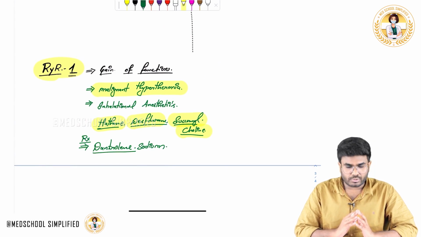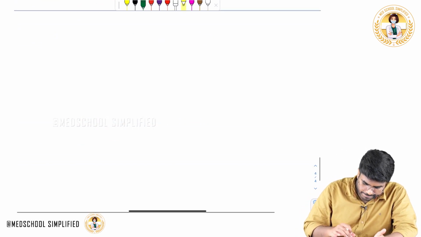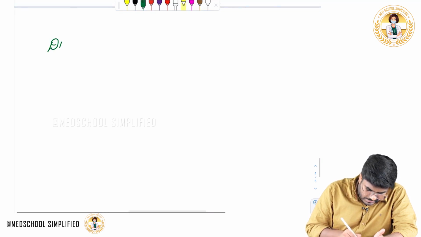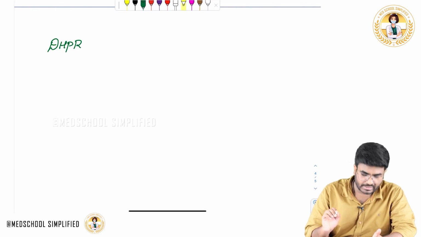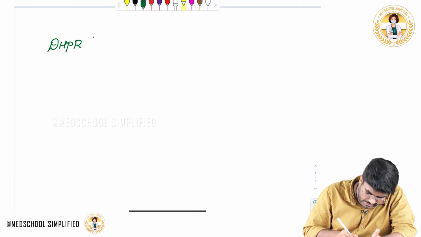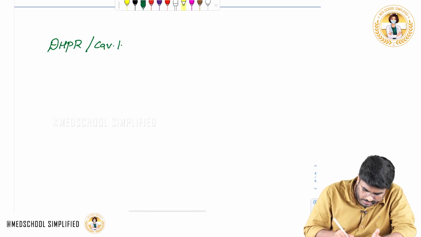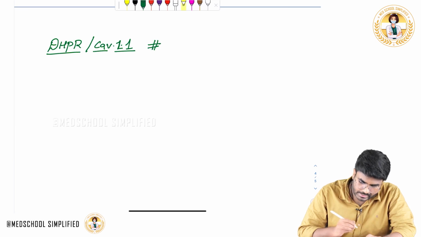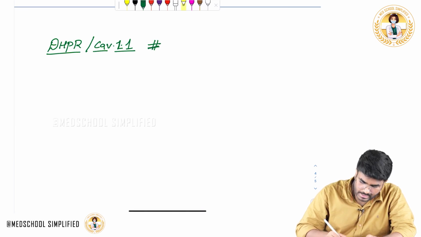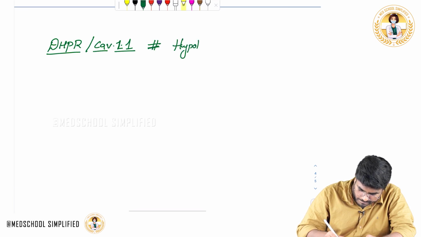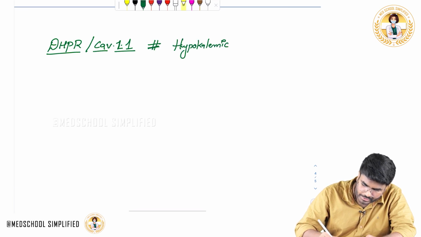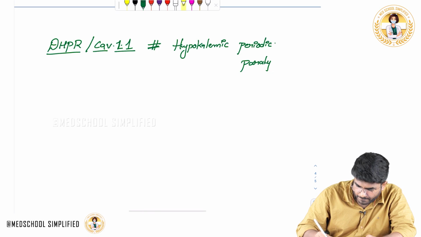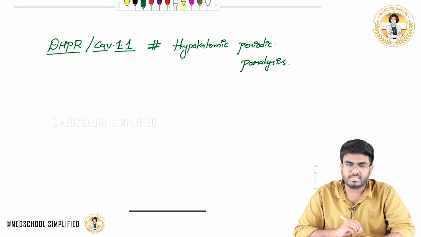Apart from this, what else should you know? This DHPR, RYR channel integration is completed. The DHPR channel is also called CAV 1.1. Now, if this channel is mutated, it will cause which condition? It is going to cause a condition called hypokalemic periodic paralysis. Okay, hypokalemic periodic paralysis is going to be seen.